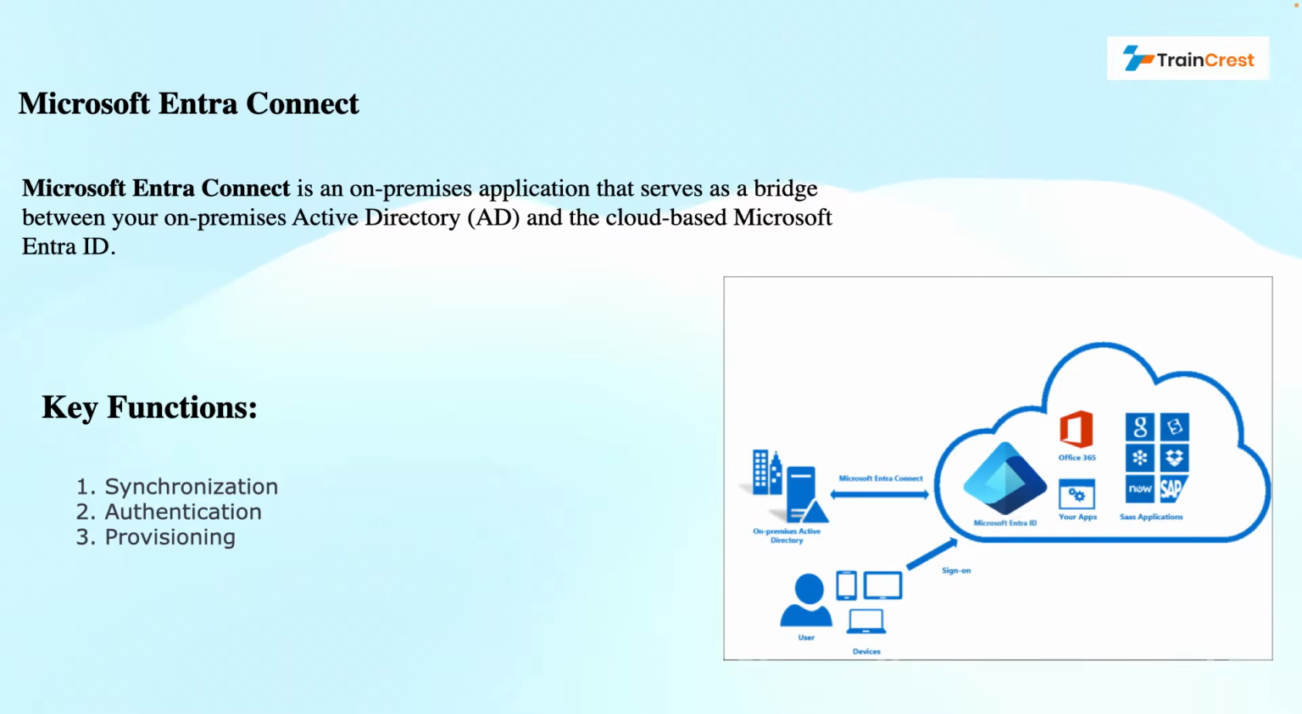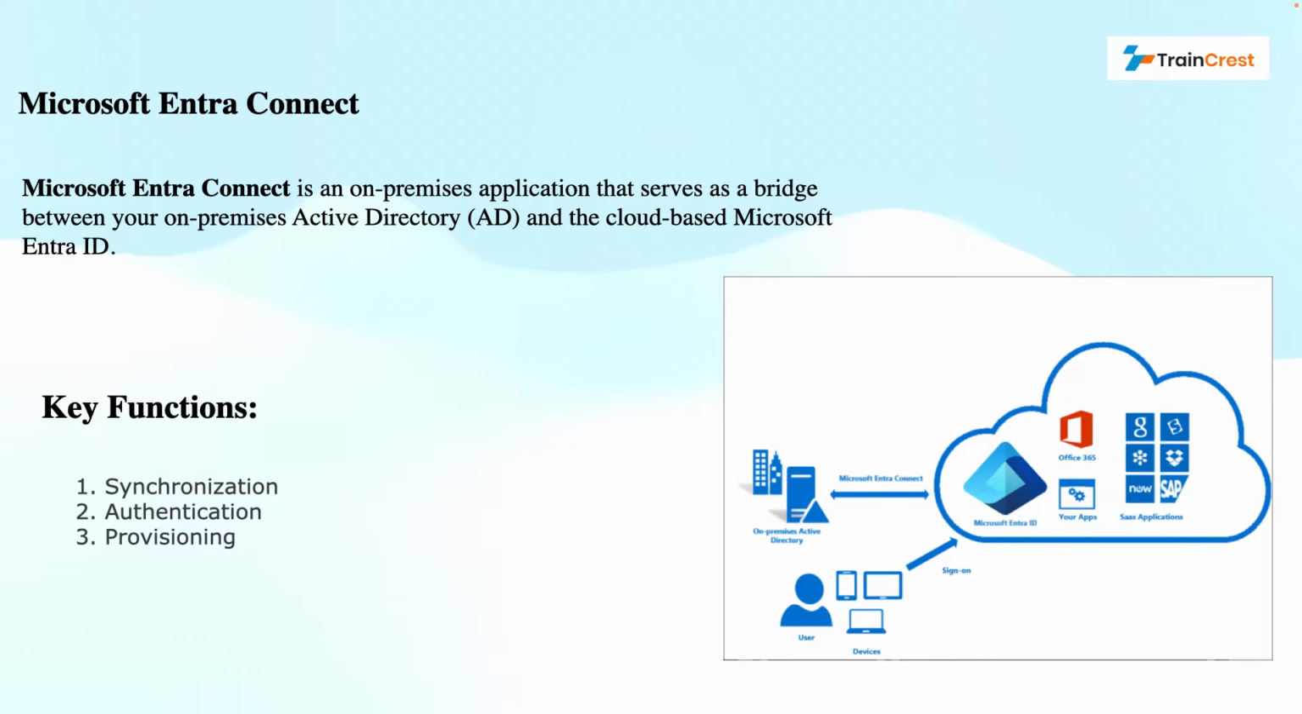Microsoft Entra ID Connect is a software that is used to connect the on-prem Active Directory with cloud-based Microsoft Entra ID. It is an essential tool for organizations looking to migrate to a hybrid identity environment. The key functions of this tool are synchronization. So it continuously syncs the user identities, the groups, and other directory objects like the devices from the Active Directory to Entra ID. It provides various authentication options.